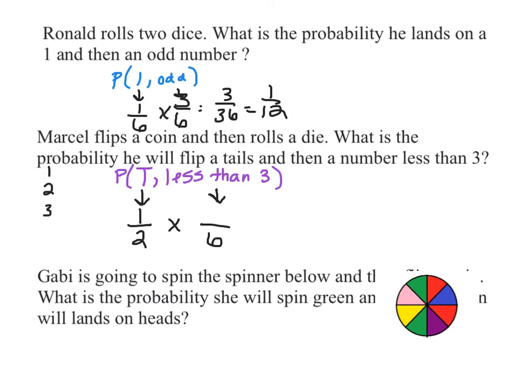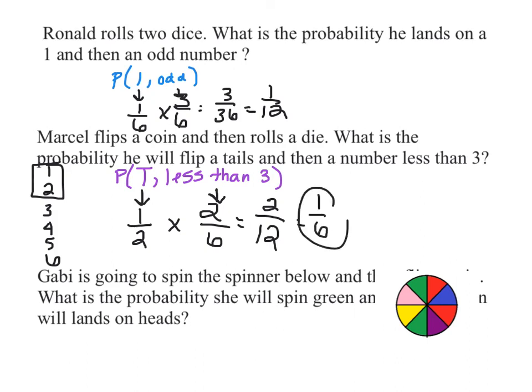So again, these are the outcomes when I roll a die. The numbers less than 3 are 1 and 2. So I have 2 out of 6 chances of getting a number less than 3. When I multiply them, I get 2 out of 12, which is the same as 1/6. I have a 1/6 chance of getting tails and then a number less than 3.